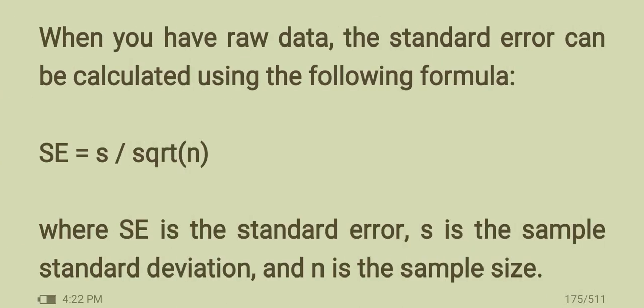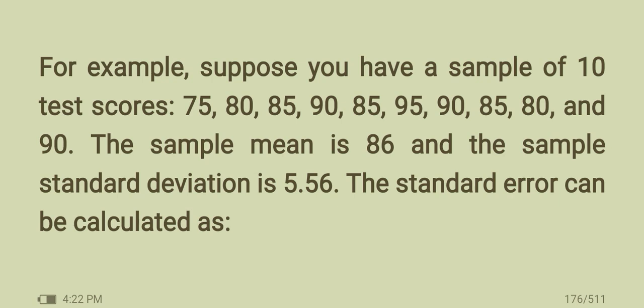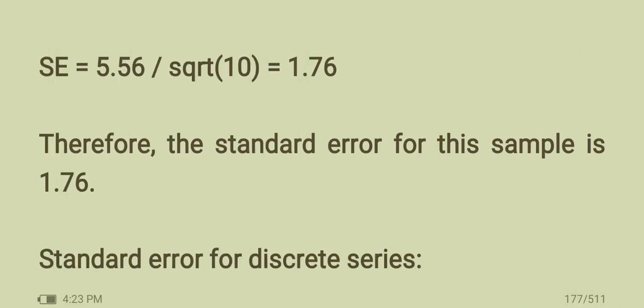When you have raw data, the standard error can be calculated using the following formula: SE is equal to S divided by square root of N, where SE is the standard error and S is the sample standard deviation. So, standard error SE is equal to S divided by square root of N, where S is equal to the population standard deviation. For example, suppose you have a sample of 10 test scores. The sample mean is given and the sample standard deviation is also given. The standard error can be calculated as SE is equal to standard deviation divided by square root of N.